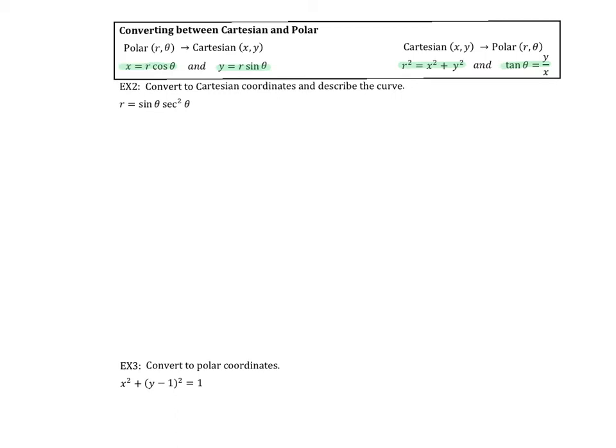This is not the only way to approach this problem, and oftentimes you'll find that there's many ways to go from polar to rectangular. But the glaring thing for me was that there was a secant, and I don't see secant listed anywhere in the box above. So maybe I can split up this cosine squared and write this as r equal to sine theta over cosine of theta, because I know that will give me a tangent, which I have listed, times 1 over cosine of theta. So r is equal to tangent of theta, which I can then replace with y over x.